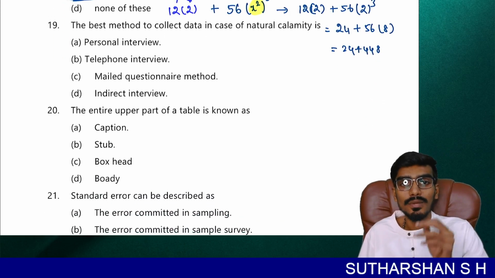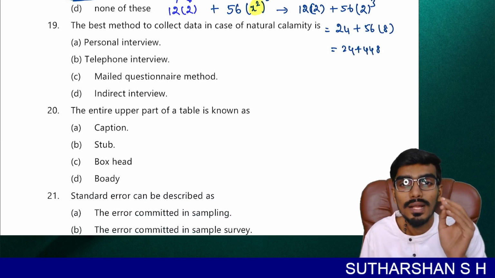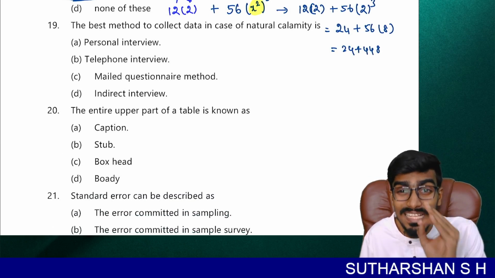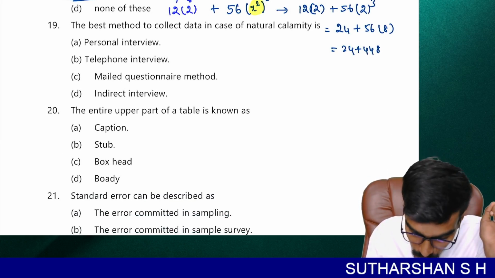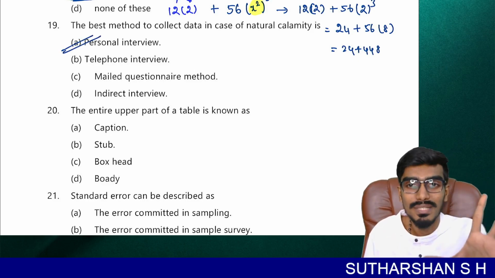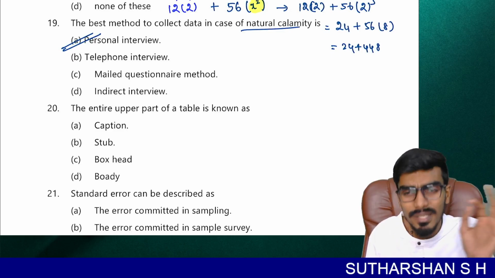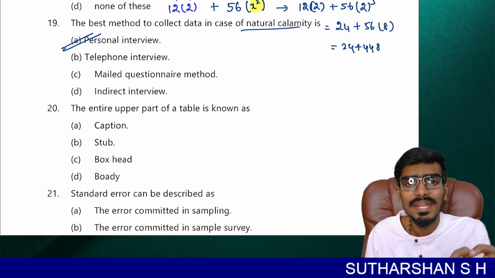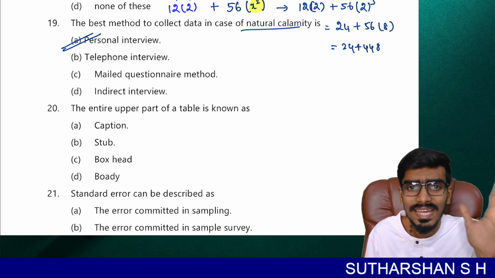Now, 19th one. The best method to collect the data in case of natural calamity. Natural calamity, which is the best method? Personal interview is the best method. Natural calamity means personal interview. Man-made accidents means it is an indirect interview.